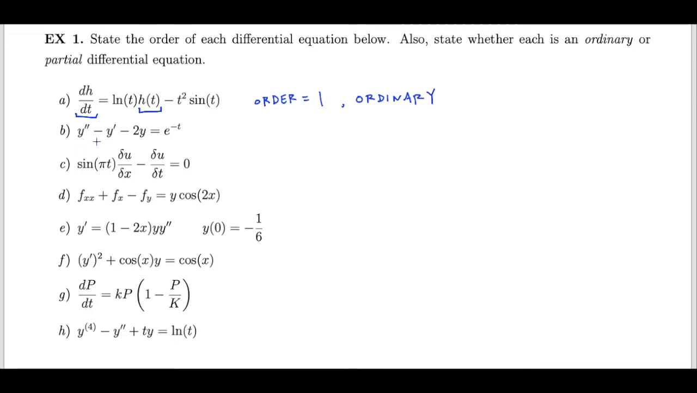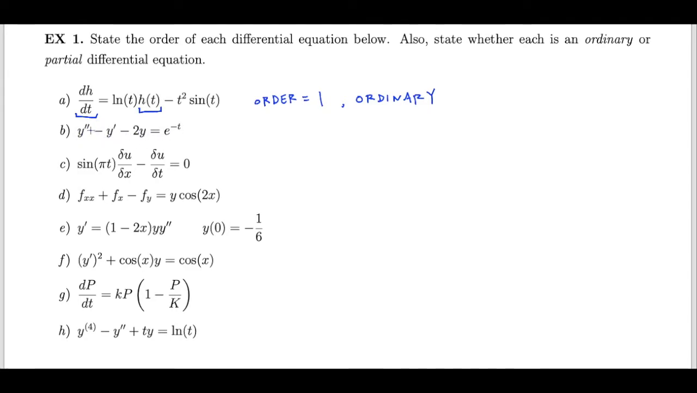Here I've got y double prime minus y prime minus 2y equals e to the negative t. It's a little unclear from the statement of the problem, but the dependent variable is this y. And the independent variable, it doesn't say explicitly. Notice in the previous example, we had h of t, so I knew clearly what the independent variable was. In part B, it doesn't clearly state y of x, y of t, y. But from the context, I do notice a t that shows up in the differential equation. So I can infer that t is the independent variable. Y here then is my dependent variable, my unknown function.